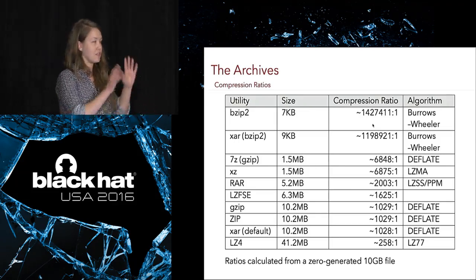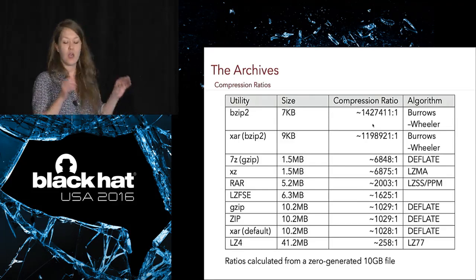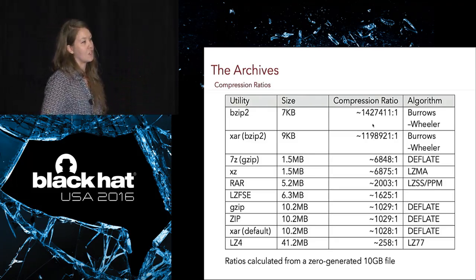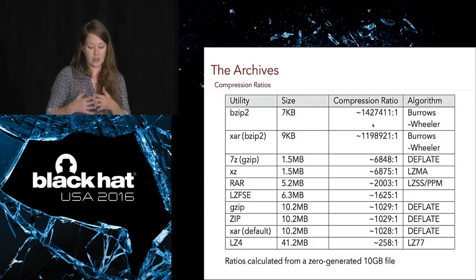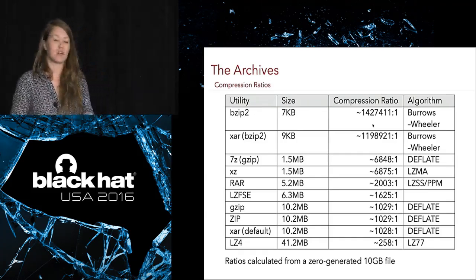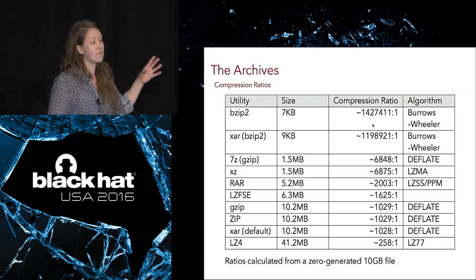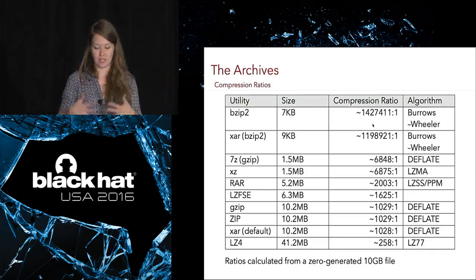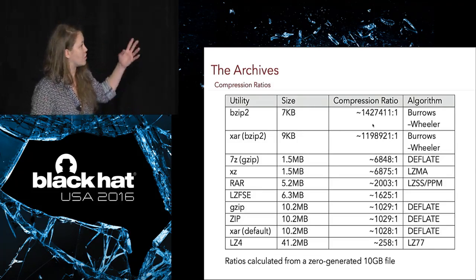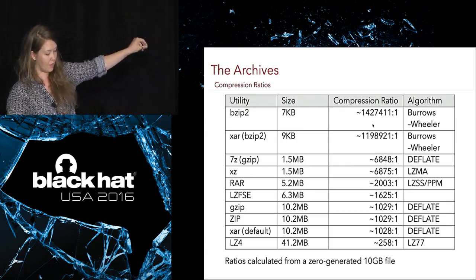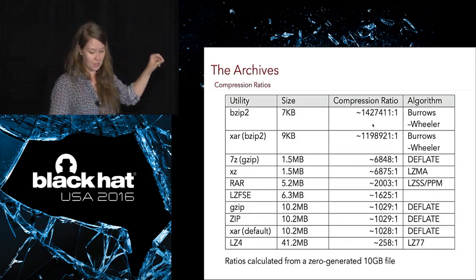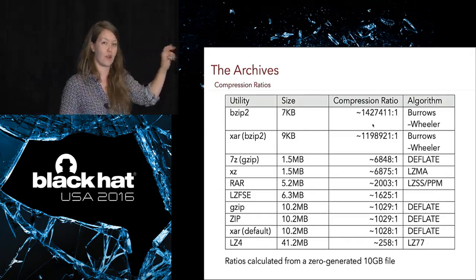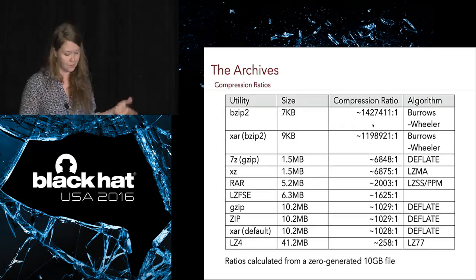So we've got our utilities, sizes, compression ratios, but I've also thrown in the algorithm that each of these utilities is implementing. Now, the reason why I did that is because I wanted to highlight the fact that simply because you have utilities that are implementing the same algorithm, and you've got actually 2 examples up there. So we've got bzip2 and Czar's implementation of bzip2, but then we also have 7Z and the rest of the utilities that are implementing deflate.